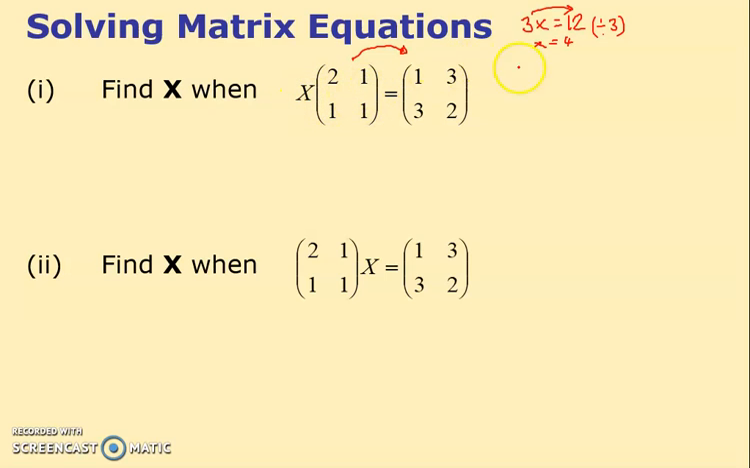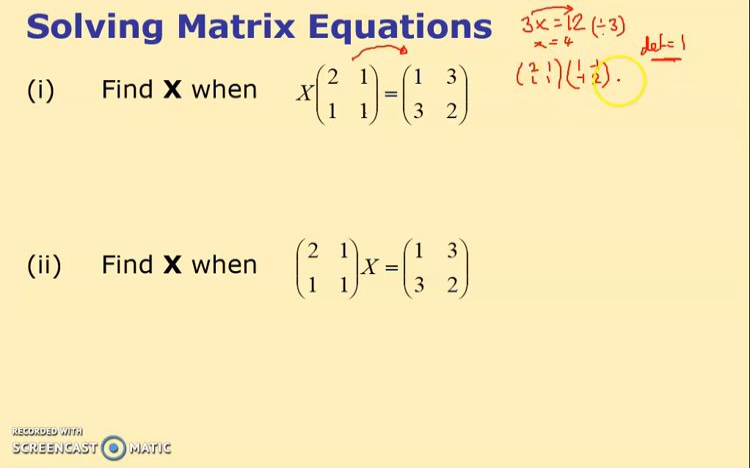The reason I'm saying this is if I start with 2, 1, 1, 1, and I times it by its inverse, let's just do its inverse now. I switch these two round, 1, 2, I make these two minuses, and then I have to divide by, or effectively work out, its determinant. Its determinant is 2 take away 1, so it's 1. That was lucky, because if I times by 1 over 1 it will still be the same.